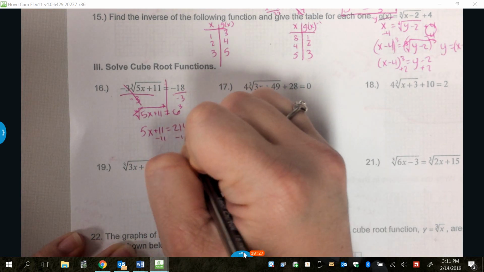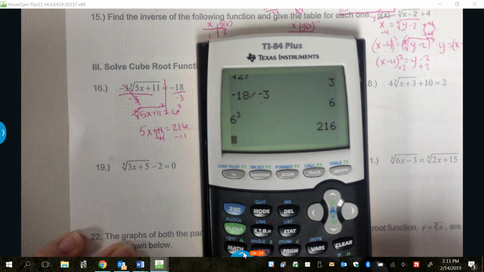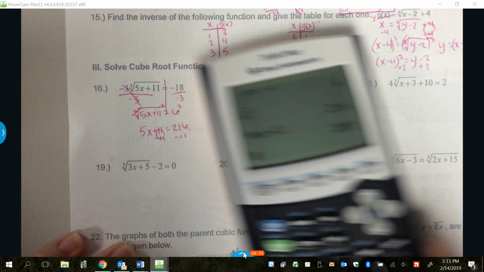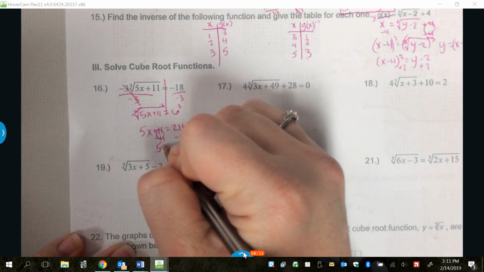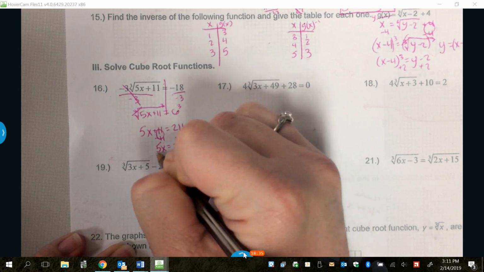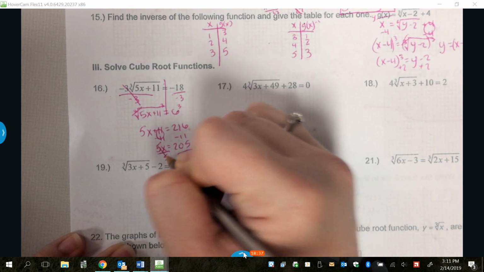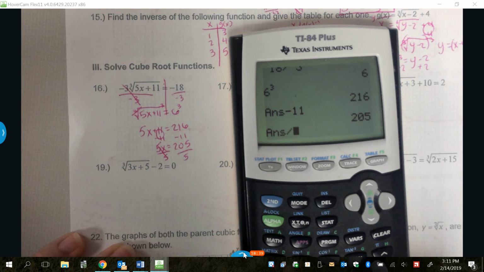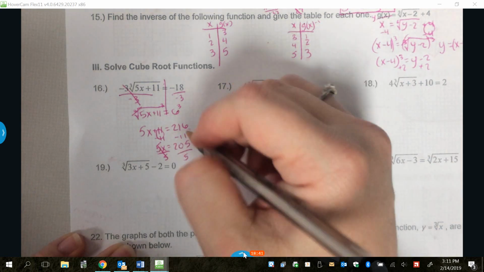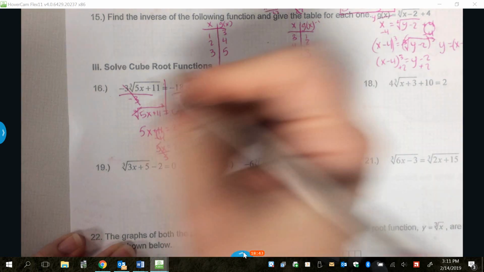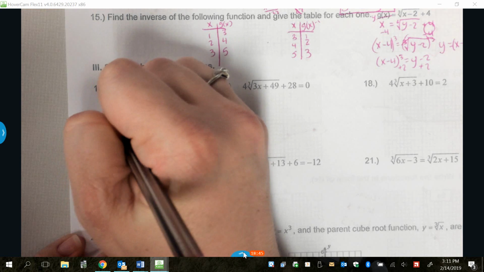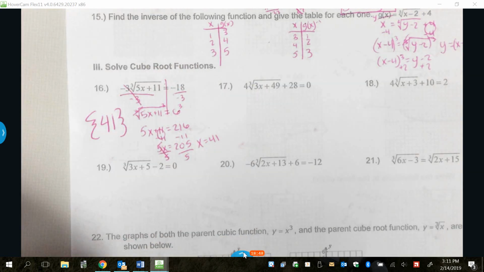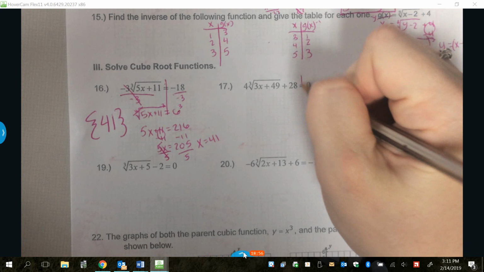Minus 11 on both sides. So 216 minus 11 is 205. Divide both sides by 5. 205 divided by 5 is 41. x equals 41. So there's your answer. Remember, fancy brackets. Remember, there is no extraneous. Okay? So let's look at number 17.